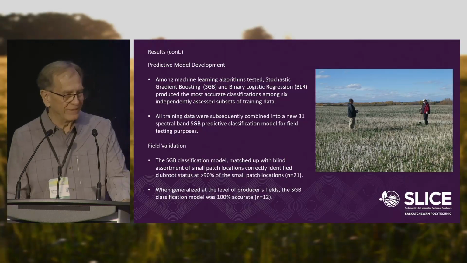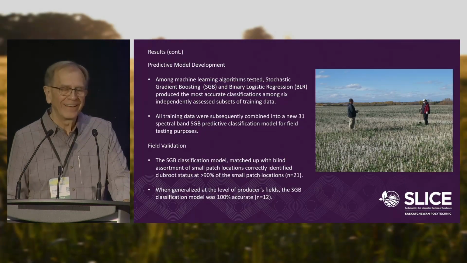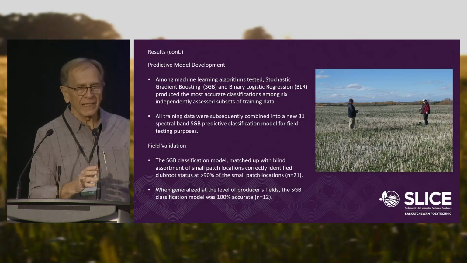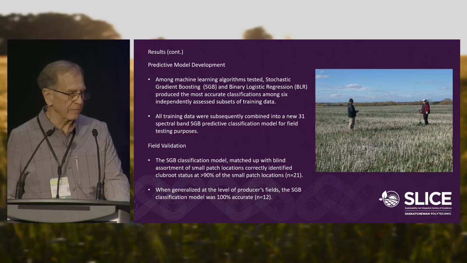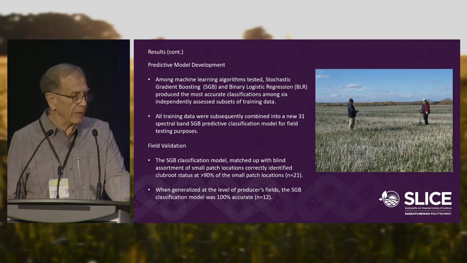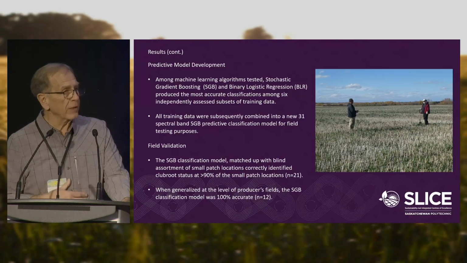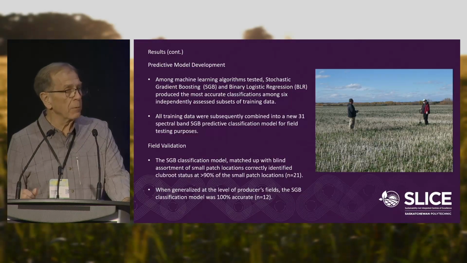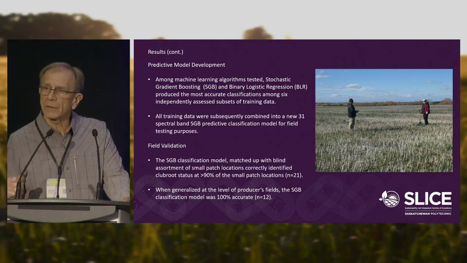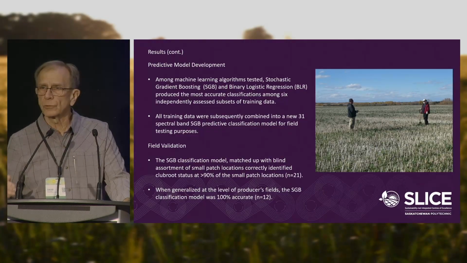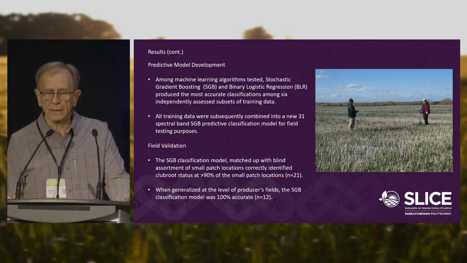Okay, so at this point, the model now is in existence, and we're going to go and try it against field data. And we matched it up with a blind assortment of small patch locations, and we correctly identified clubroot status at more than 90% of those small patch locations. Okay, so better than 90% predictive accuracy in those farm fields between Alberta and Saskatchewan, collected over 3 years of data collection. All of which took place during COVID, incidentally.